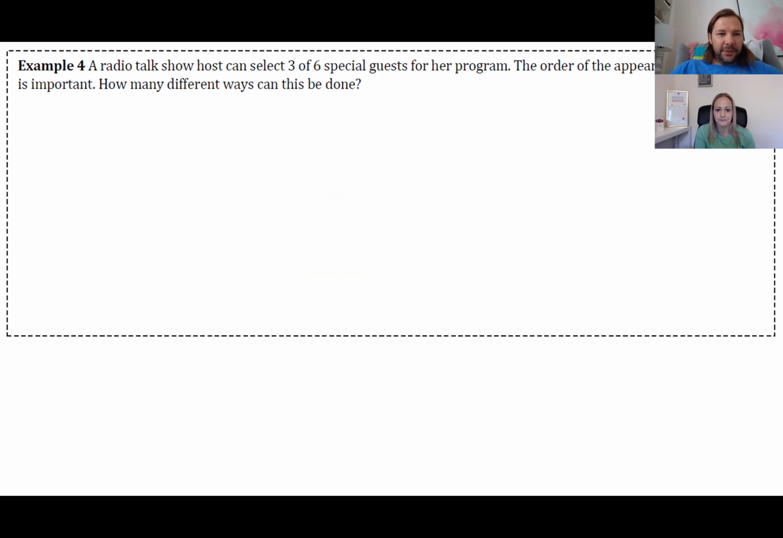Okay, so now we have example 4. It says a radio talk show host can select 3 of 6 special guests for her program. The order of appearance of the guests is important. How many different ways can this be done? So now here, the key words are that order matters, which Karen has highlighted with the PowerPoint. And n is going to be 6. r is going to be 3 because we have 3 guests.